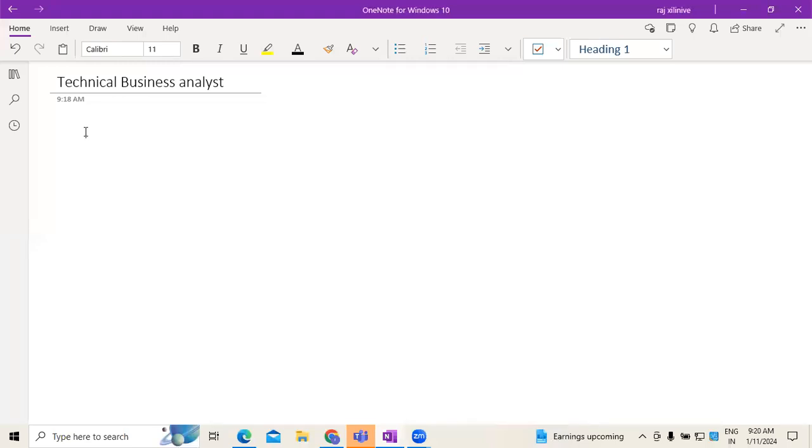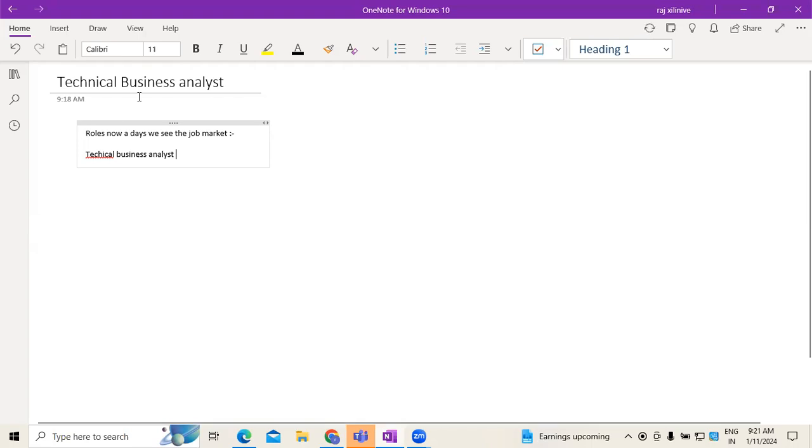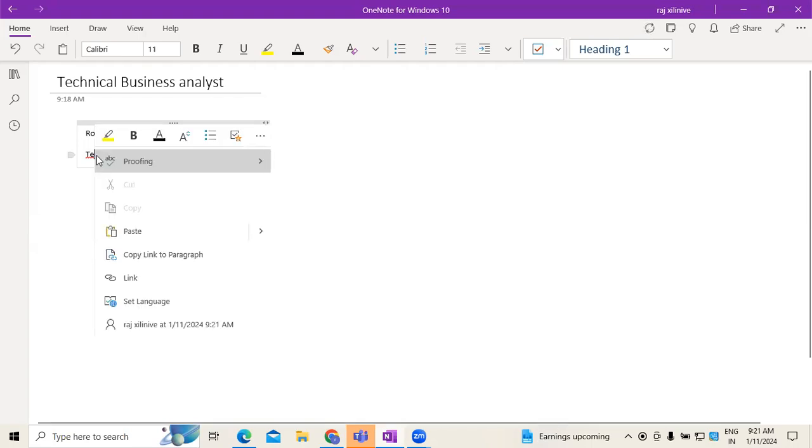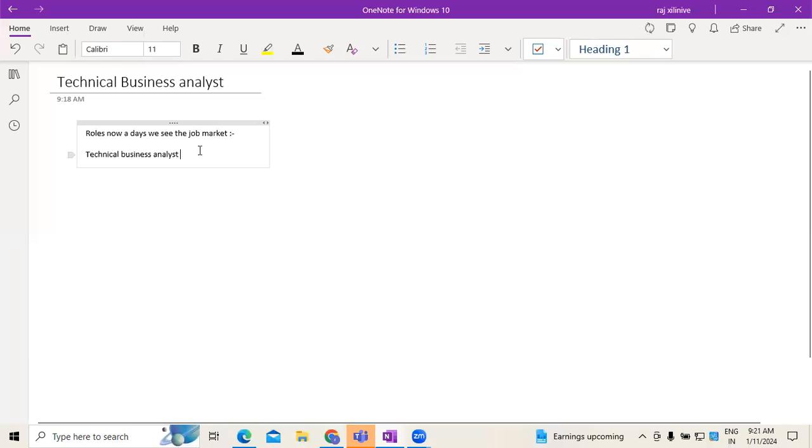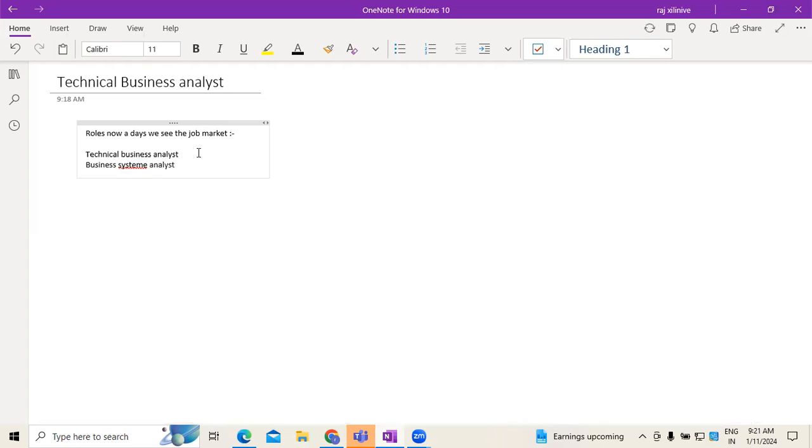So there are different roles nowadays we see in the job market as follows. For some job profiles, like technical business analyst, this is how it is generally appearing nowadays. And at the same time, there will be some job profiles like business systems analyst, etc. Right. So this is how generally the job profiles we see in the market nowadays.